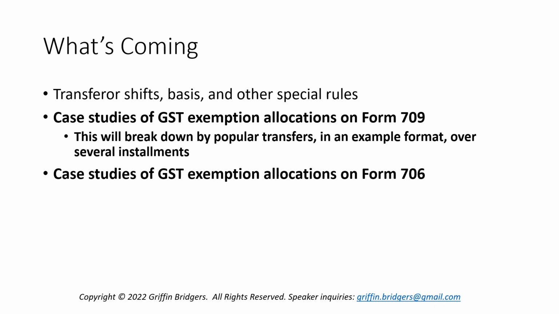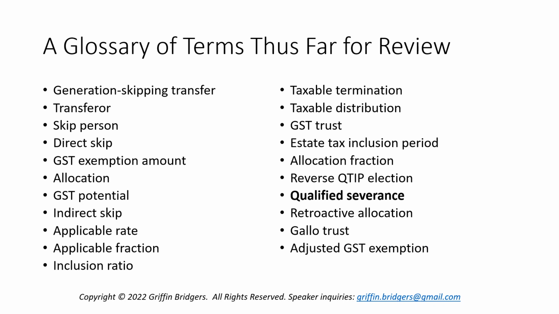So what's coming? We're close to the end. We're going to have one more part 20, which is going to deal with transfer shifts, and then some other basis and special rules that can apply. And then we're going to move to a second phase of this, which is going to be more of a case study that will look at GST exemption allocation on Forms 709 and 706, broken down by popular transfers and popular situations.